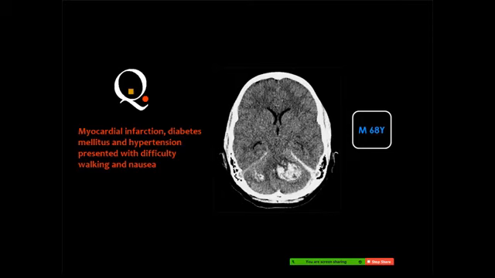Hemorrhage. Yes, and the patient had myocardial infarction, diabetes, and hypertension. Then you know that cerebellar hemorrhage is the second following the temporoparietal or the middle cerebral territory hemorrhage in the sequence. The first is the most common site for hemorrhage, and this is the second most common site for hypertensive bleeding.